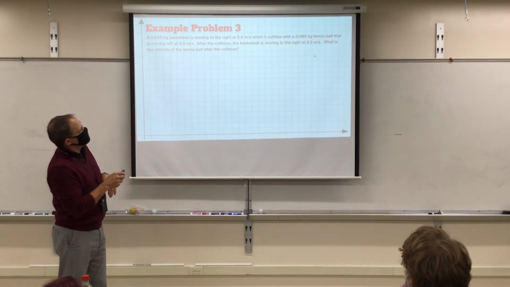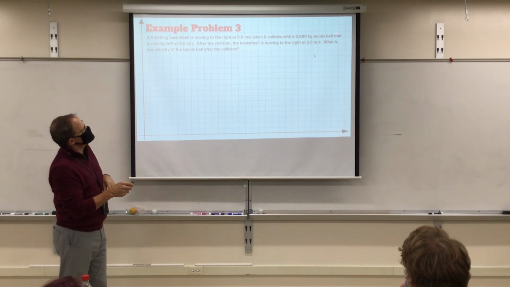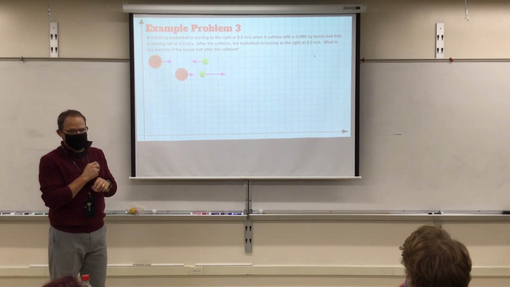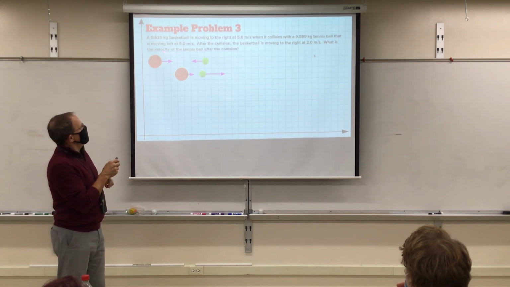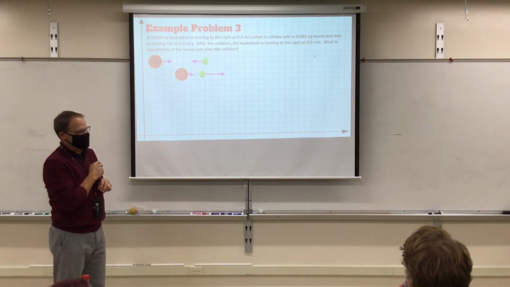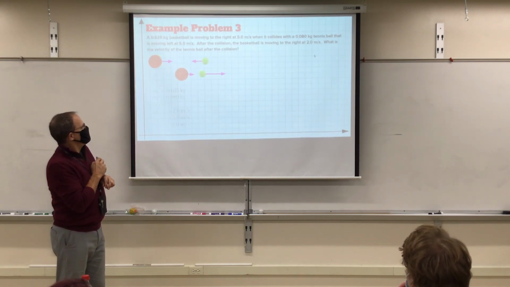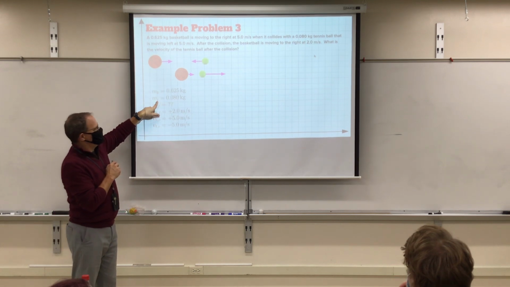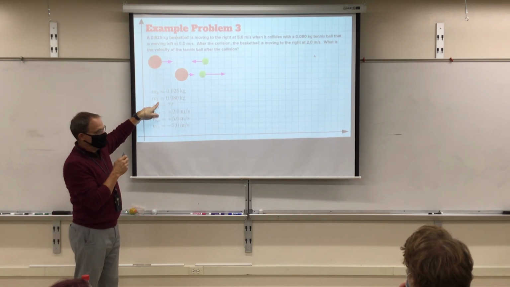Okay, last example. I've got a basketball moving to the right. It collides with a tennis ball that is moving to the left. After the collision, the basketball is moving to the right. So it looks like this. Before, the basketball is moving to the right, tennis ball is moving to the left. After the collision, the basketball is moving to the right. How does that work? I'm going to use B for basketball and T for the tennis ball, surprisingly.